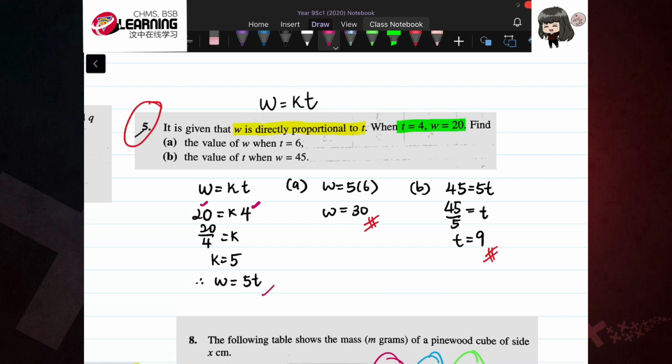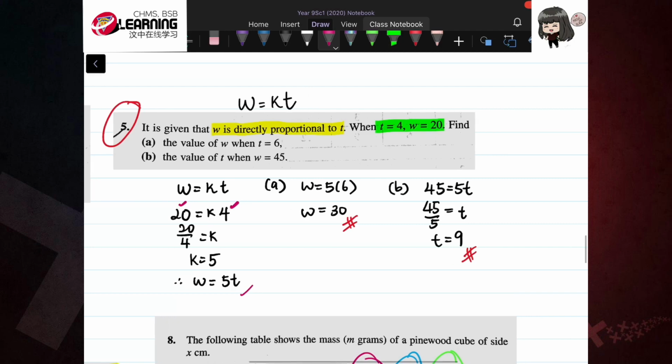From here we can find the value of W when T equals 6. We just substitute the 6 into the equation: 5 times 6 is 30. Part B: 45 equals 5T, because W is 45. This comes from the equation W equals 5 times T, and then T is equal to 9. Please tick your answer.